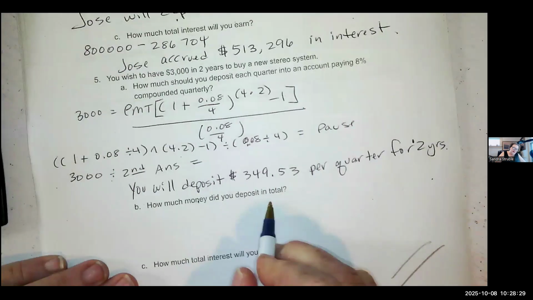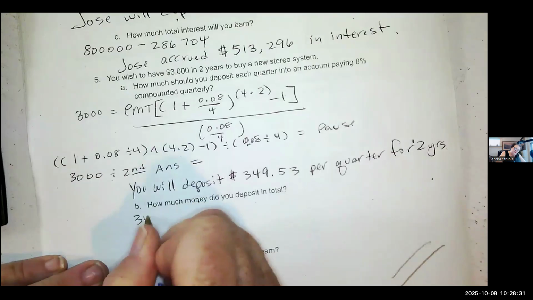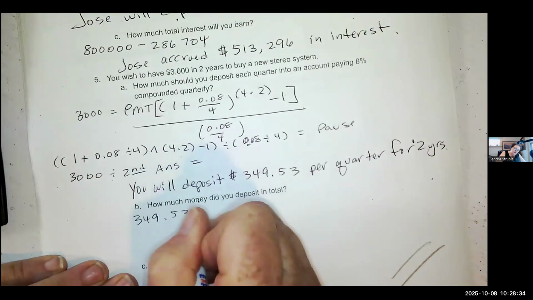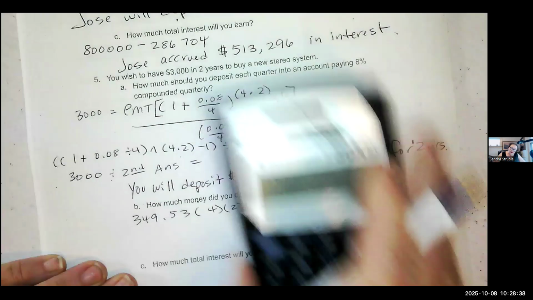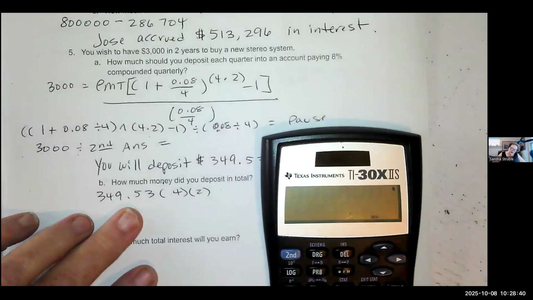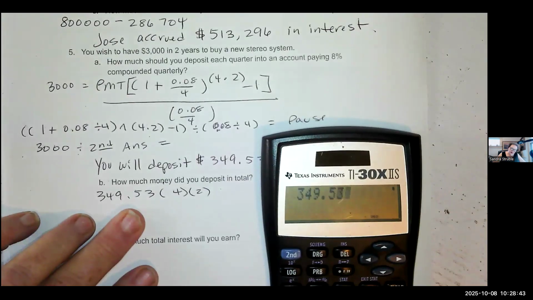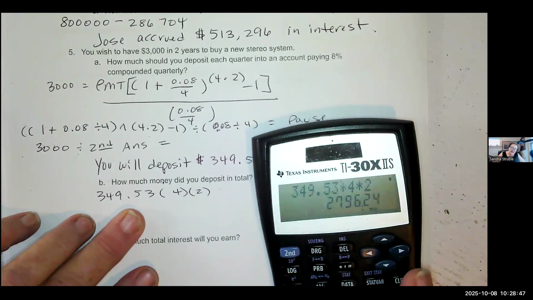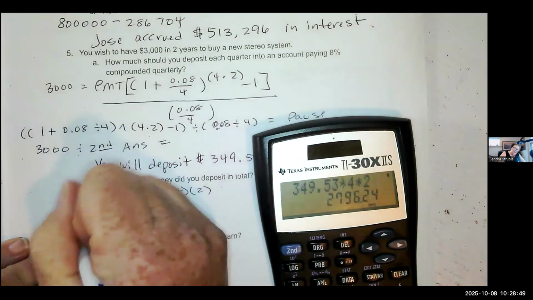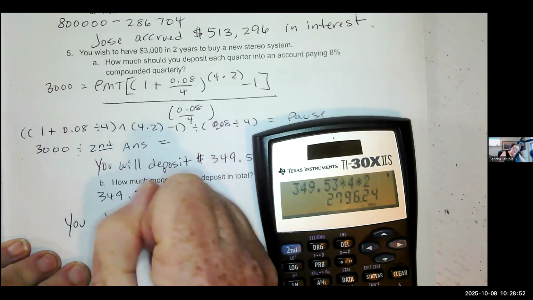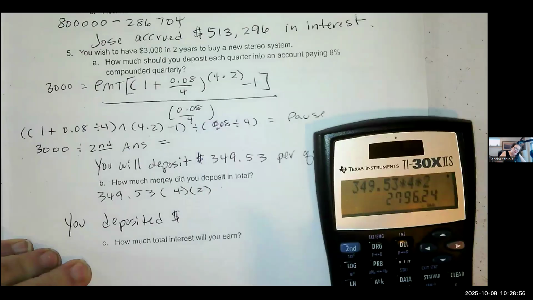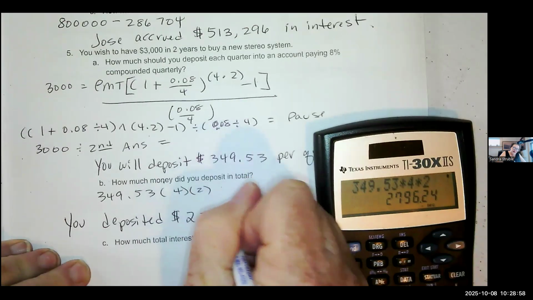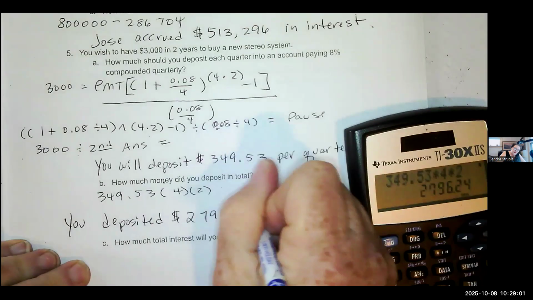How much money will you deposit in total? That's the 349.53 times 4, because it's quarterly, times 2 years. For your calculator, this is not going to be good if you leave that in there. 349.53 times 4 times 2, and you deposited $2,796 and 24 cents over 2 years.